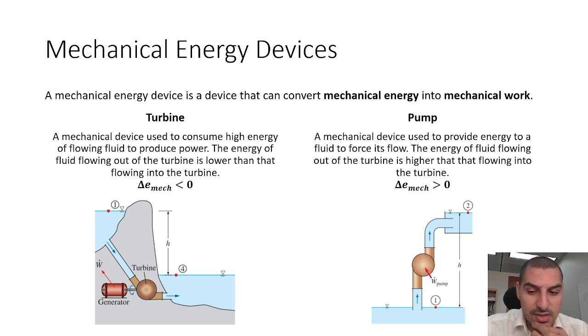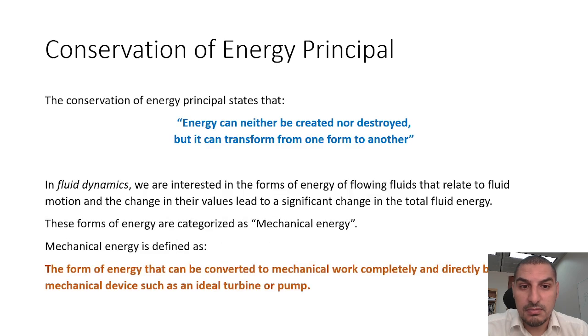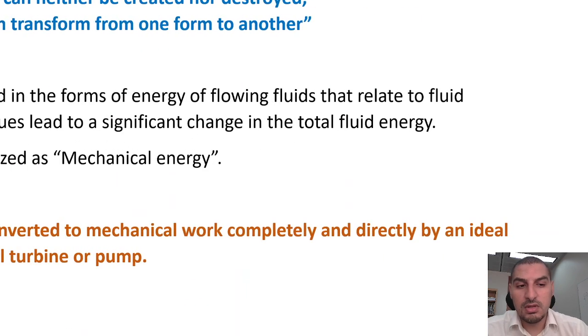But I want to go back to the definition that we discussed before about the mechanical energy devices. I'm sorry, about mechanical energy. We said that mechanical energy is the form of energy that can be converted into mechanical work completely and directly, and we already discussed this by an ideal mechanical device. And we now know what we mean by mechanical device, but here is the word ideal. This is what I want to be discussing in detail today.